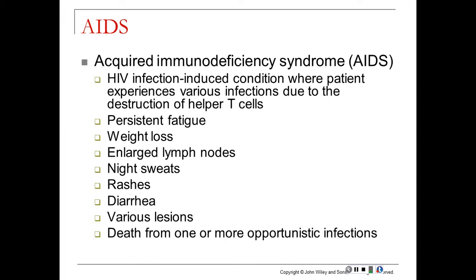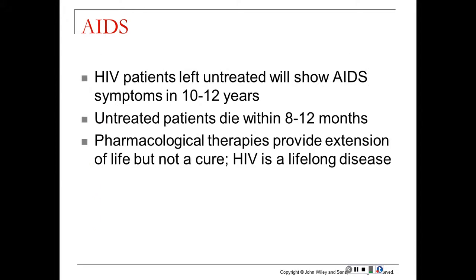AIDS, acquired immunodeficiency syndrome, is when the HIV infection induces a condition where the patient has destruction of the helper T cells, persistent fatigue, weight loss, enlarged lymph nodes, night sweats, rashes, diarrhea, lesions, and ultimately death from opportunistic infections can ensue. HIV patients, if left untreated, will show AIDS symptoms within 10 to 12 years. Untreated patients with AIDS can die within 8 to 12 months. There are pharmacological therapies available to extend life, but there is no cure. HIV is a lifelong disease.